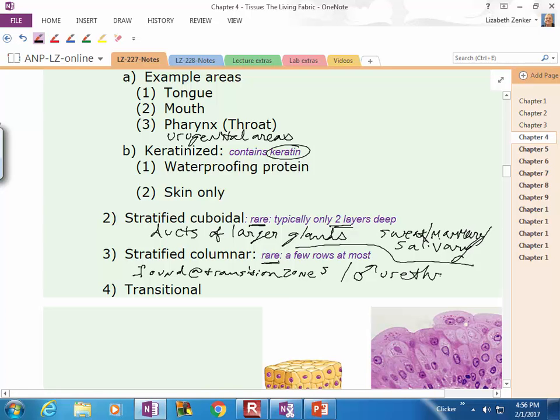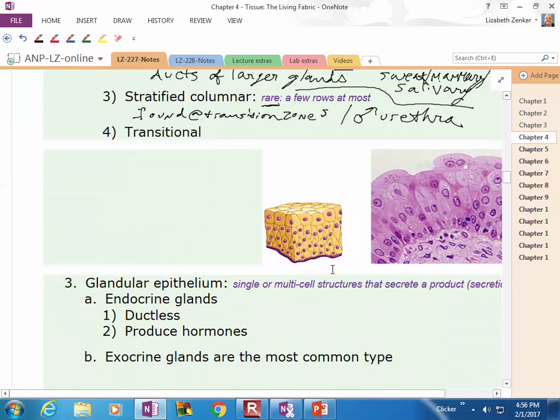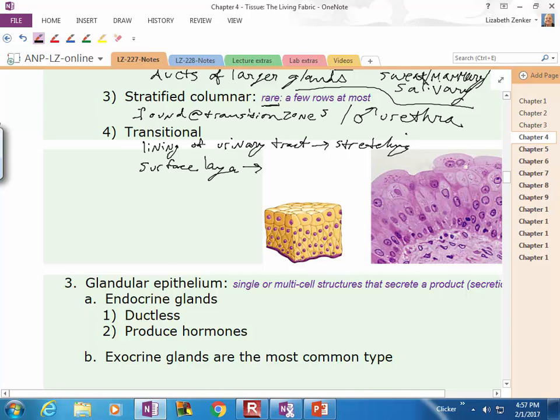Okay. When we look at transitional epithelia, that's this picture down here. This forms the lining of the urinary tract, where there's going to be a lot of stretching, right? So it's a surface layer where it looks more domed shape. Can you guys see how more fluffy, bulbous looking it is at the apical surface there? So dome shaped at the surface when it's not stretched.